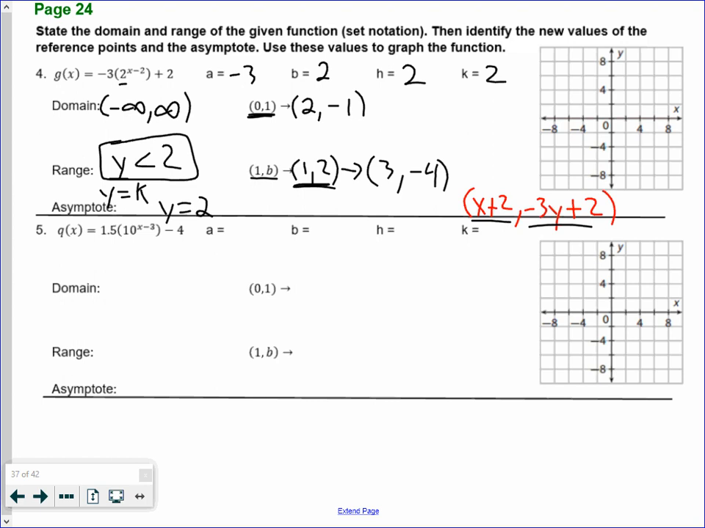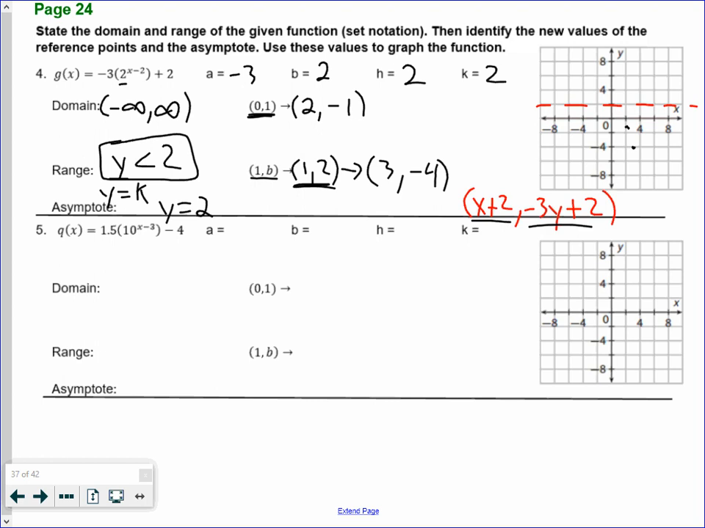So we're going to go ahead and plot this whole function. The first thing we should always do is plot our asymptote, or draw our asymptote. That's at y equals 2. So that'll be right about there. And our 2 points, 3, negative 4, will be right about there.